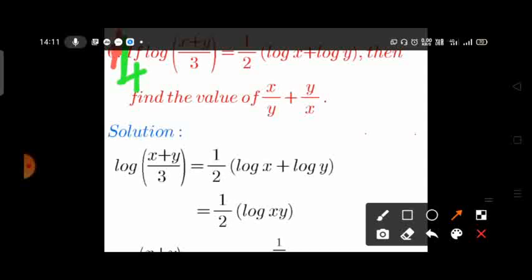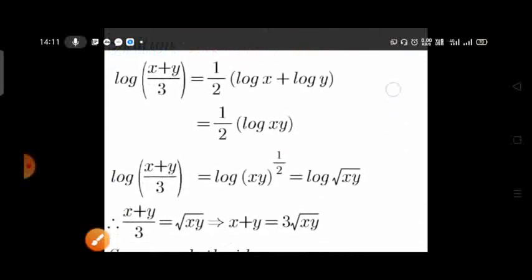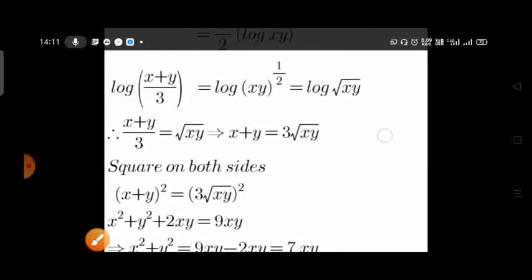Here in our sum, this is the condition already given. Log of (x plus y) by 3 is equal to half of log x plus log y. See here, log x plus log y means, according to our formula, log xy. This is our first logarithmic law.